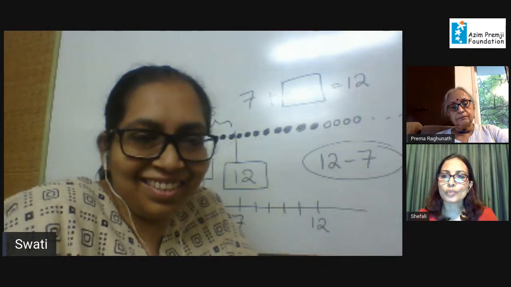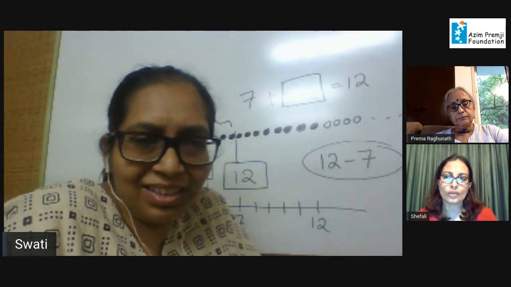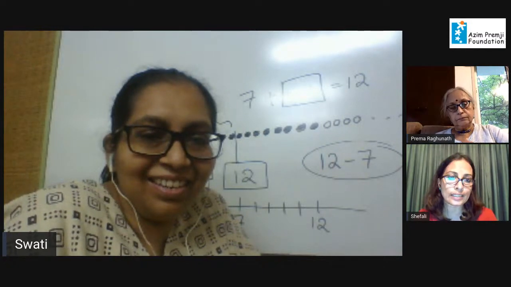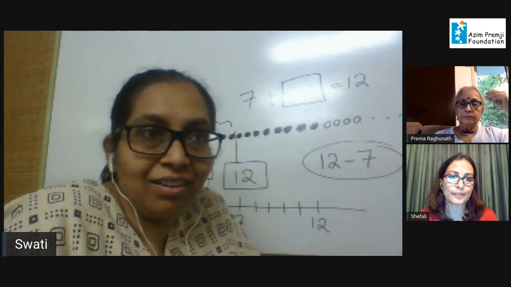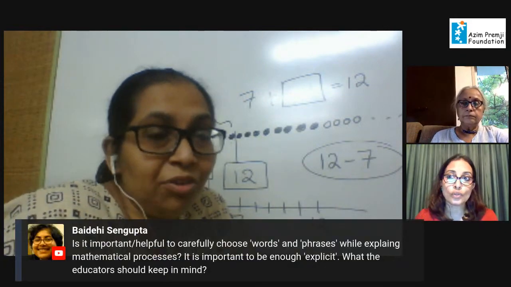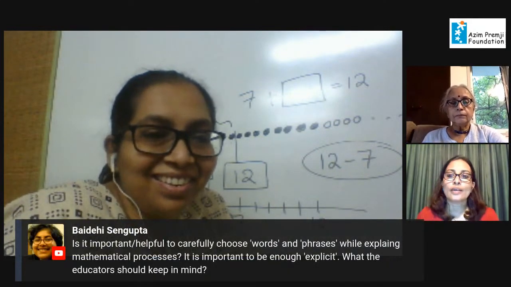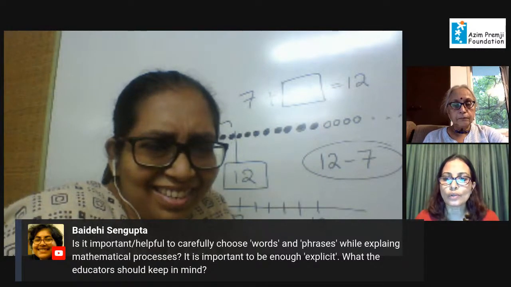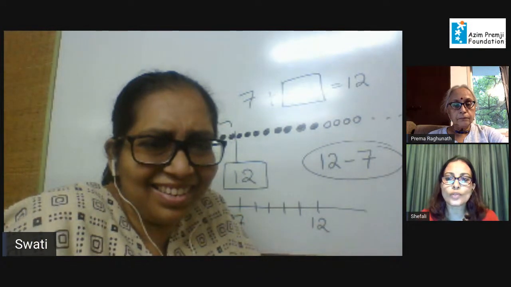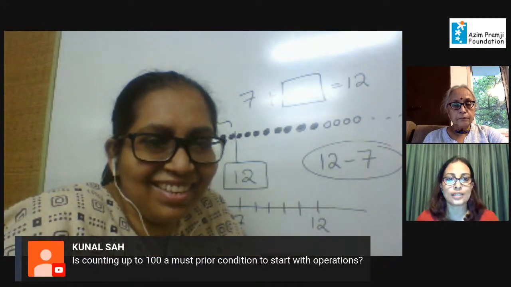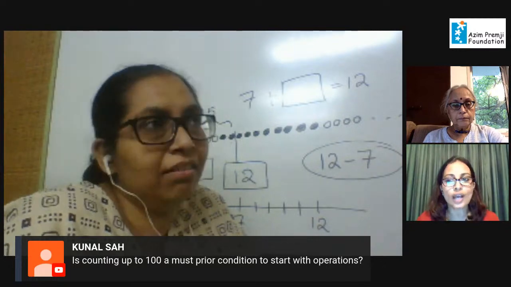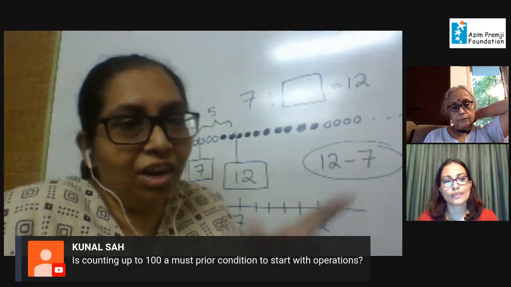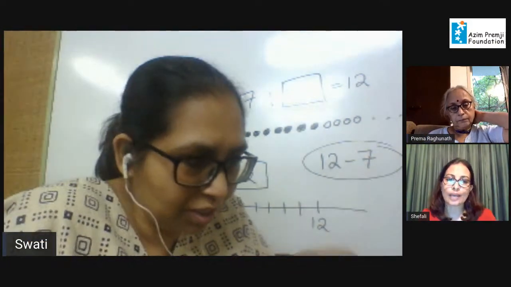So Bede Hisien Gupta is asking, is it important or helpful to carefully choose words and phrases while explaining mathematical processes? One is that. Yes. Another question, I'll just read out the next one also. Kunal Shah is asking, is counting up to 100 a must? Is it a prior condition to start with operations? Okay, so I'll respond to the first question.